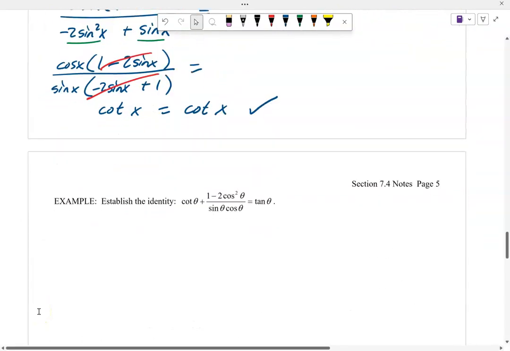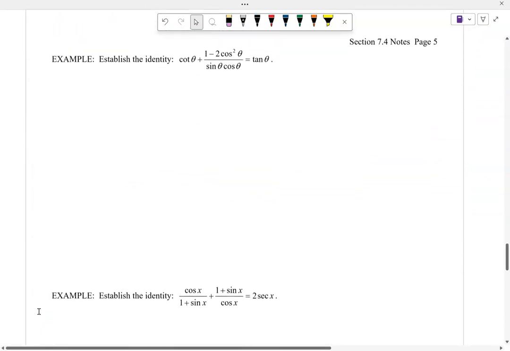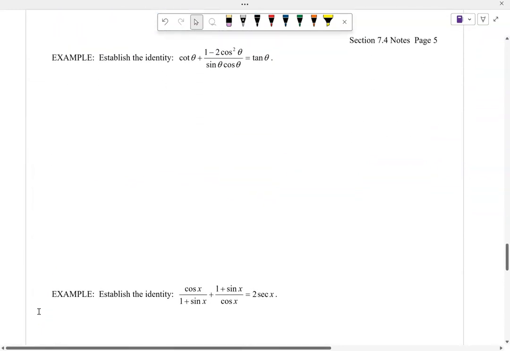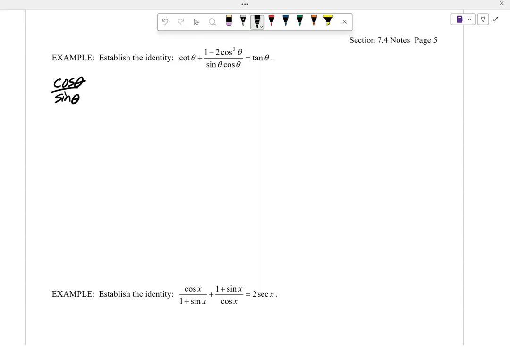The third technique here is to get a common denominator. So that's what we're going to do on this one, is get a common denominator. Now notice I have cotangent here. So what is cotangent? Let's put it in terms of sine and cosine. We know cotangent is cosine over sine. And then we got this 1 minus 2 cosine squared all over sine cosine.